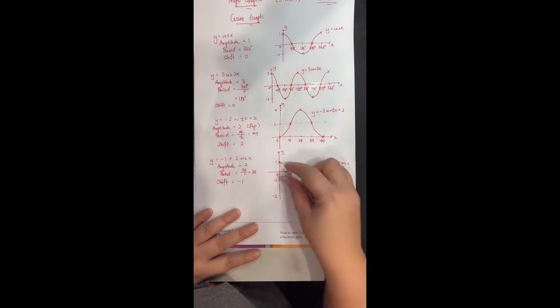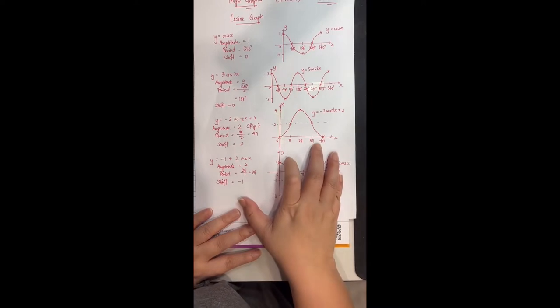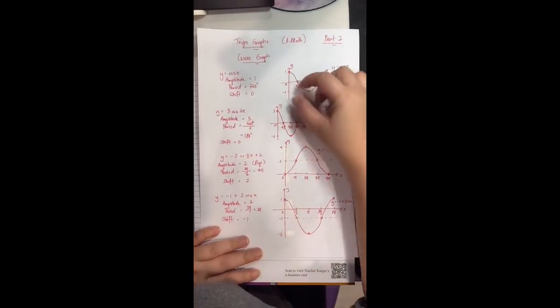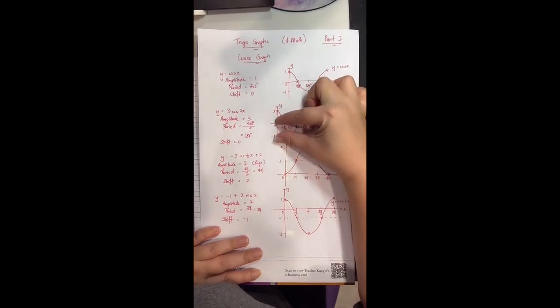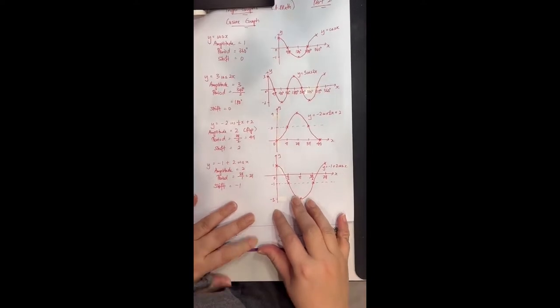The amplitude is the thickness of your graph. You see this? Amplitude 1. This is amplitude 3. Okay?